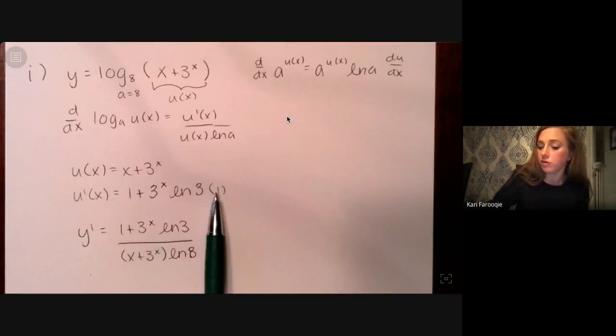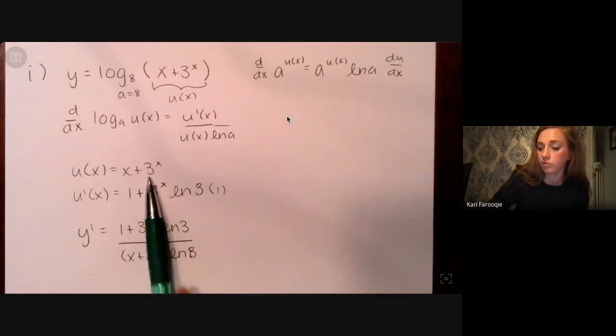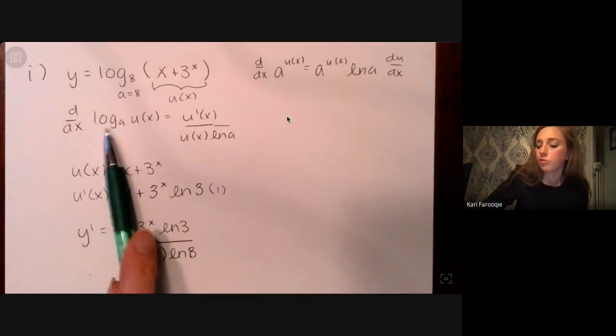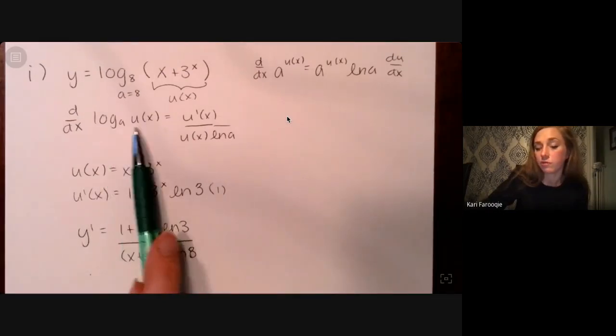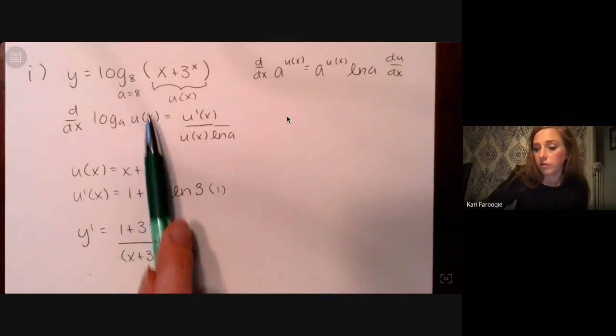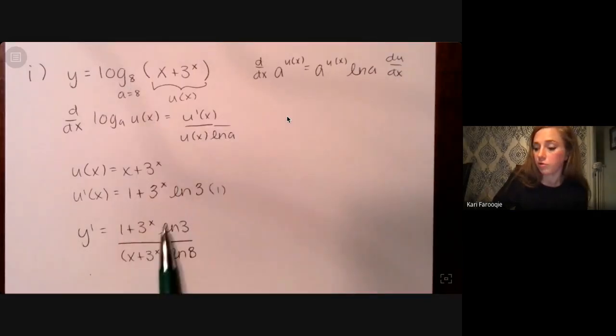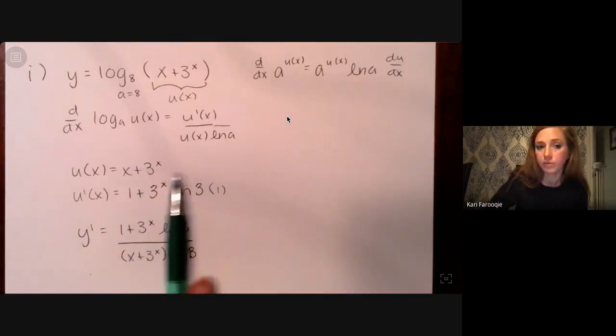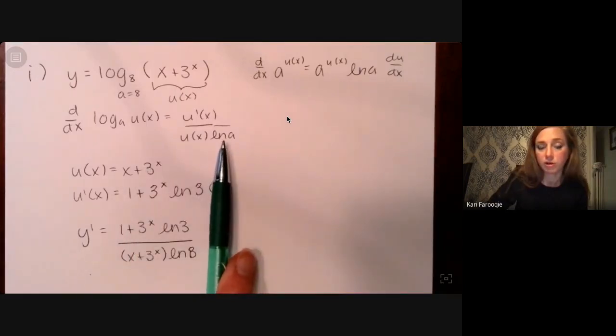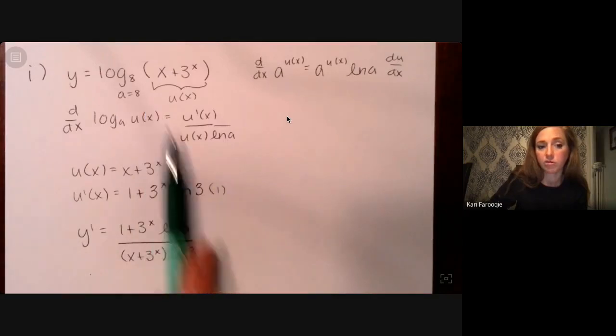Over here to find the derivative of u, a was 3 because the base is 3. But when we use this formula to find the derivative of log base a, in this case, we're using 8. So when we did u prime over u, we used u prime and u. And then when we divided by the natural log of a, we're dividing by the natural log of 8.